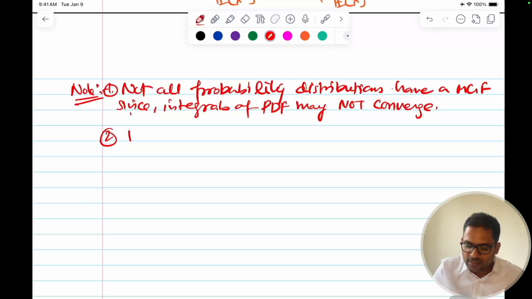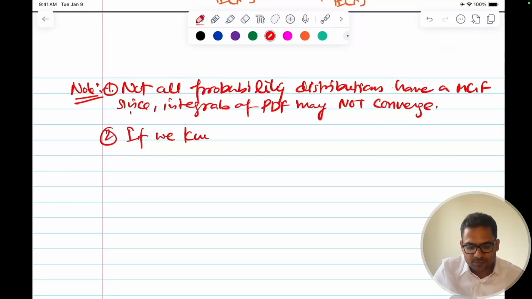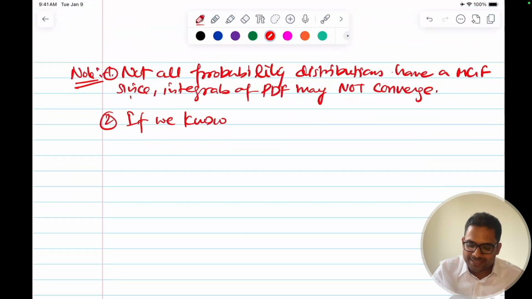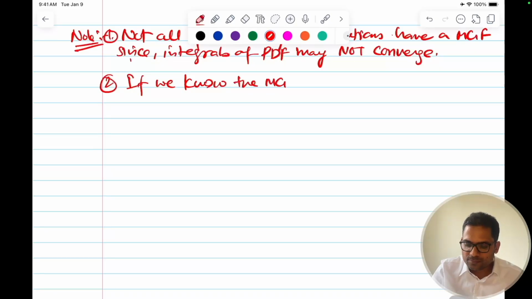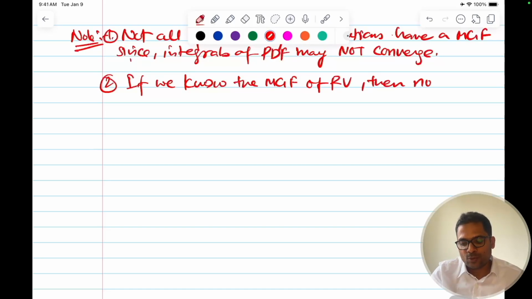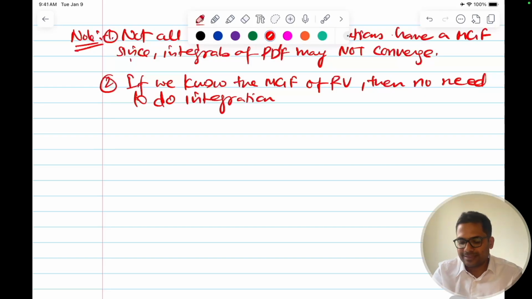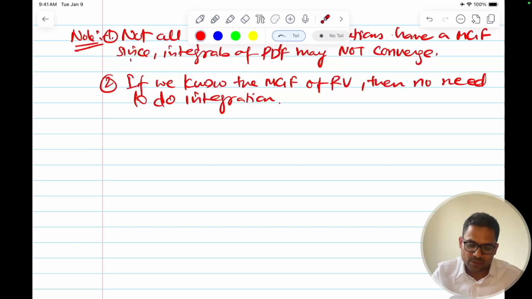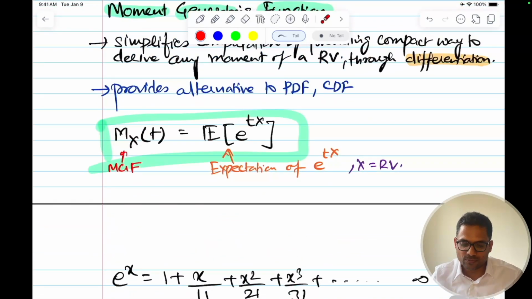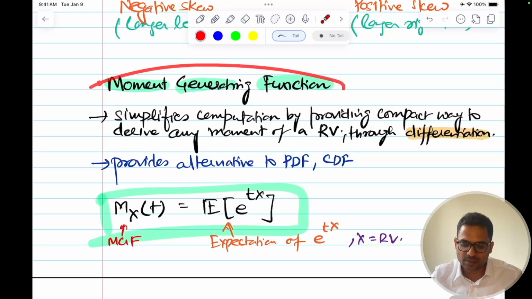And the second note is, if we know the moment generating function of a random variable, then there is no need to do integration separately. So this is what is important about the MGF. This makes our computation easy, and this is what is used for computation. That's why moment generating functions are important.